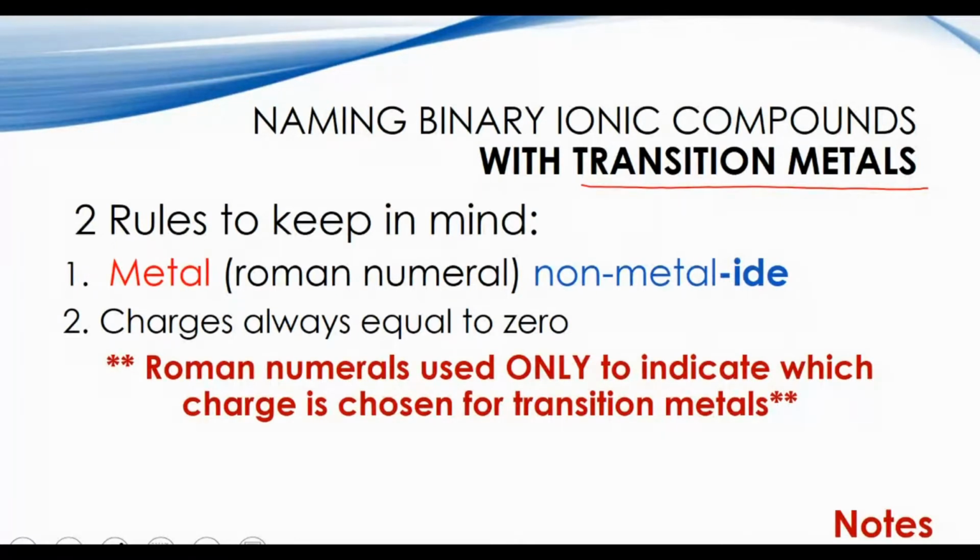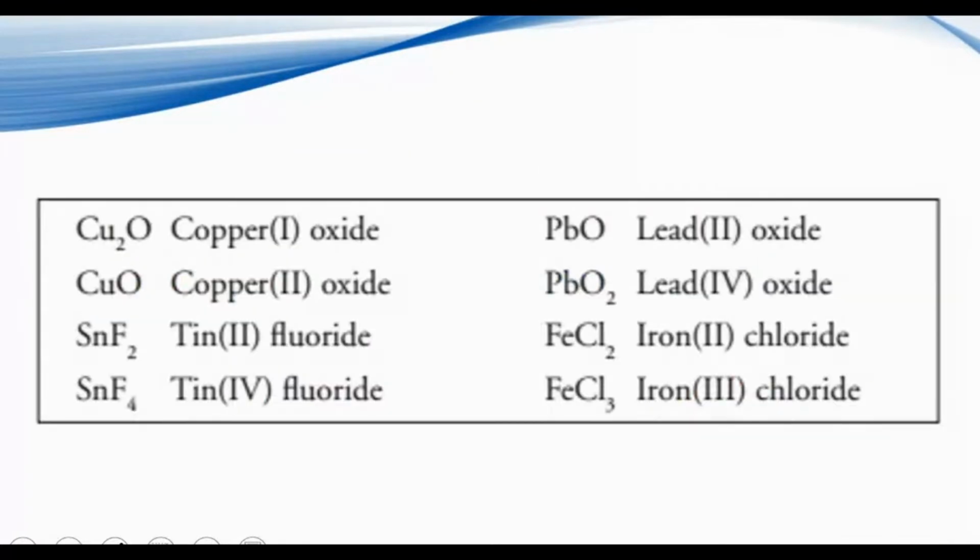This is important. We will learn eventually how to write the formulas from the name. For right now, we need to know that the charges have to equal 0 because that charge is what's going to help us determine the Roman numeral that has to go in the name. Roman numerals are used only to indicate which of the charges is chosen for transition metals. That'll make more sense in just a moment. The entire idea is that if we need to choose between charges for transition metals, then that means some transition metals are going to have multiple oxidation numbers. So let's look at a few examples.